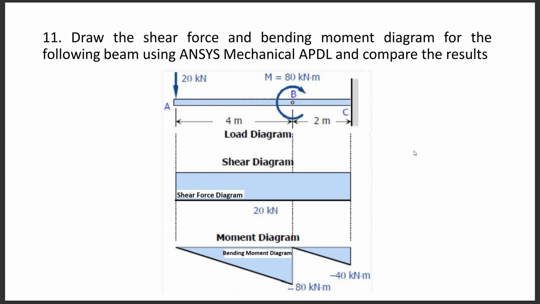We can see this is a beam of total span 6 meter. It is fixed at location C and we are providing a moment of 80 kilonewton meter at location B, and a point load of 20 kilonewton is applied at location A. We need to find out the shear force and bending moment diagram, and compare it with this question paper itself, right? So without wasting time, let us start our analysis using ANSYS Mechanical APDL, right?